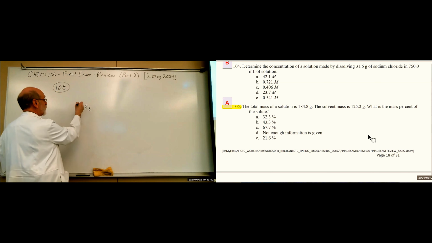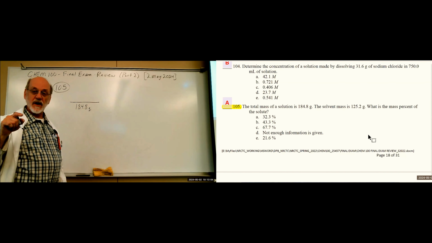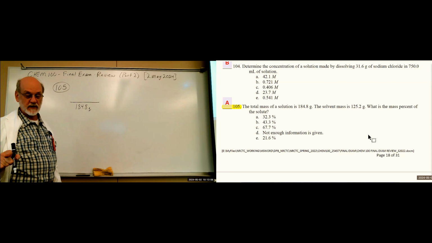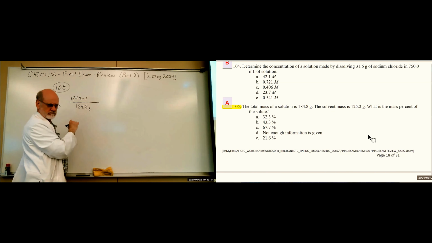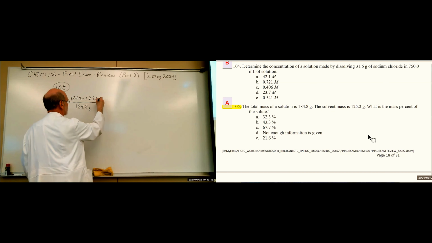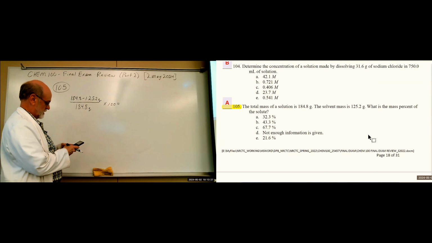Okay, that's the total mass. What's the mass of the solute? The solvent is 125.2 grams. So the solute would be the difference, times 100. There you go. Like I said before, that's the thinking part. The rest is number crunching.